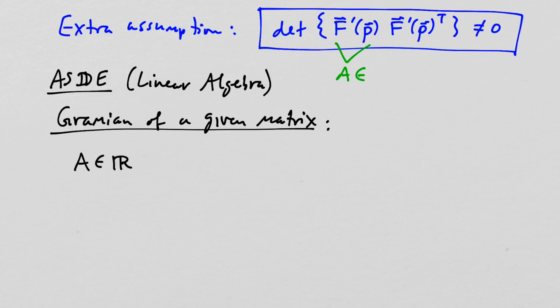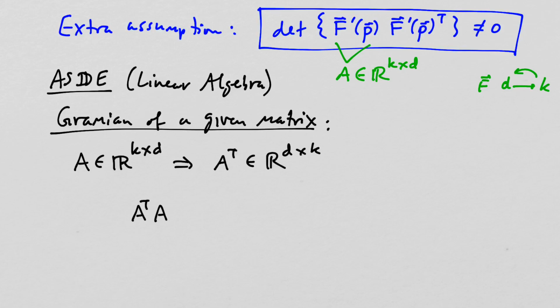And so what's the size of that? Well, the mapping F goes from D space to K space, and so we have to read that backwards. So it's K by D. All right, so A transpose is then of size D by K. And the product, A transpose times A in that order, is D by D. So it's a square matrix. And that matrix is called the Gramian.